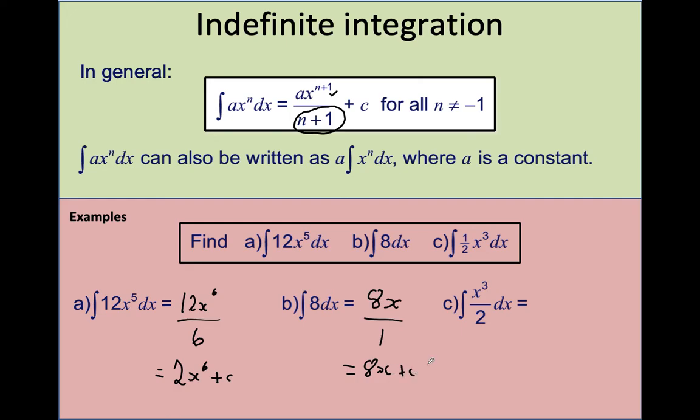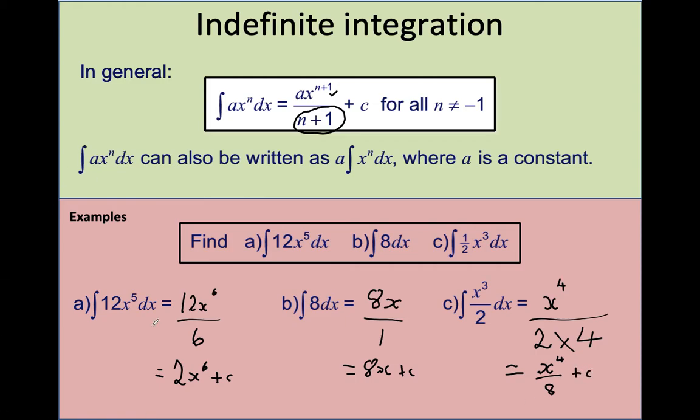Last but not least, let's have a go at this question. We're going to add 1 to the power, x to the power of 4. Then, what we're going to do is we're going to divide by a new power. So we have our original denominator, and then we also incorporate our new power, which is 4. So it's going to be x to the power of 4 over 8 plus c.